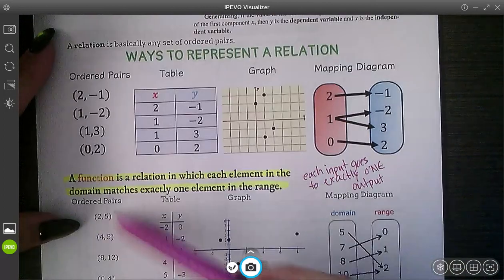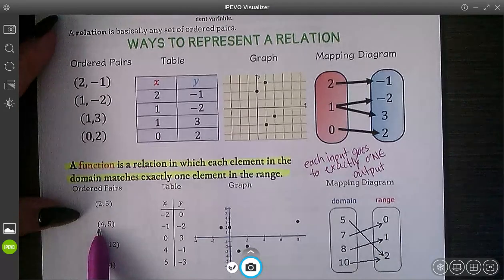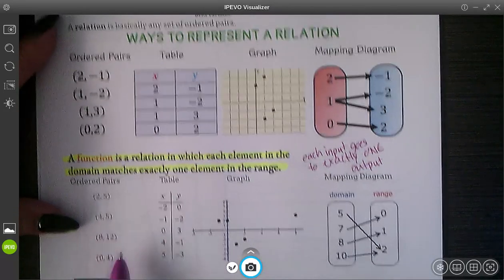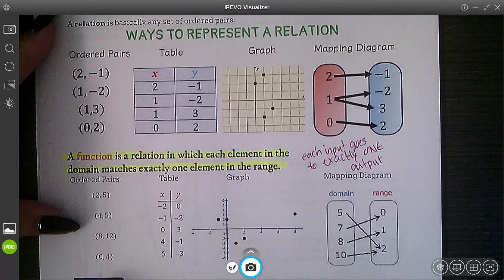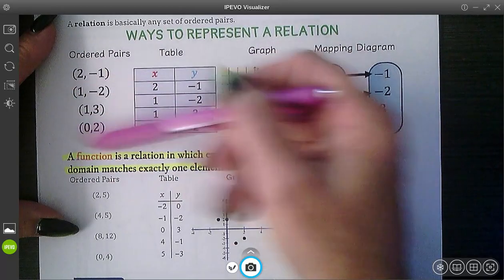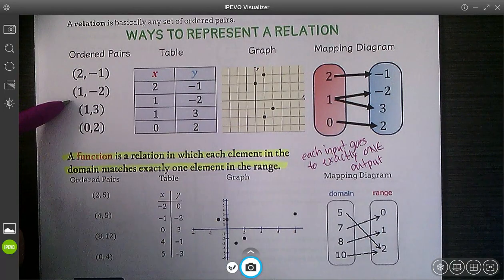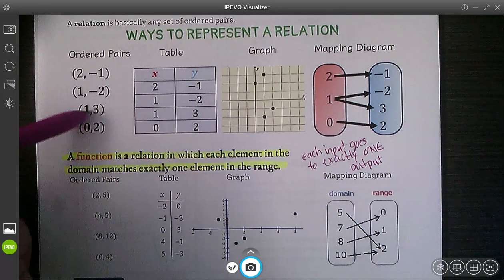So here's an example of a function. The input of 2 goes to the output of 5. Input of 4 goes to the output of 5. Input of 8 goes to the output of 12. And input of 0 goes to the output of 4. This up here is not a function because the input of 1 goes to an output of -2 as well as an output of 3.